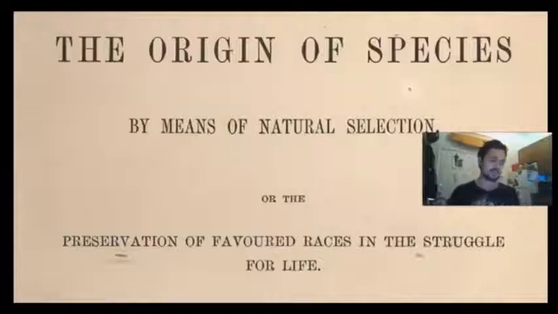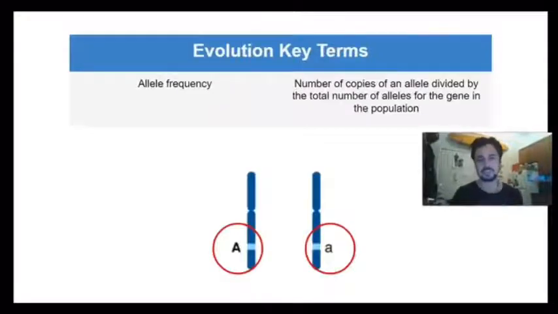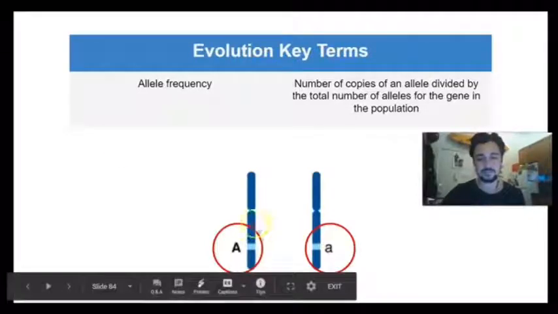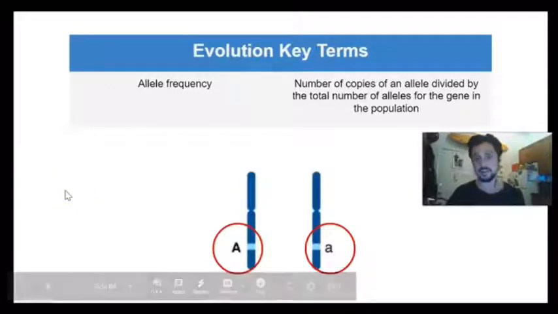Now let's move towards an understanding of how evolution could affect the frequencies of different alleles. Remember we talked about alleles? Well, I'll just remind you what an allele is. It's an alternate form. It's different forms of the same gene located on the same place on a chromosome.